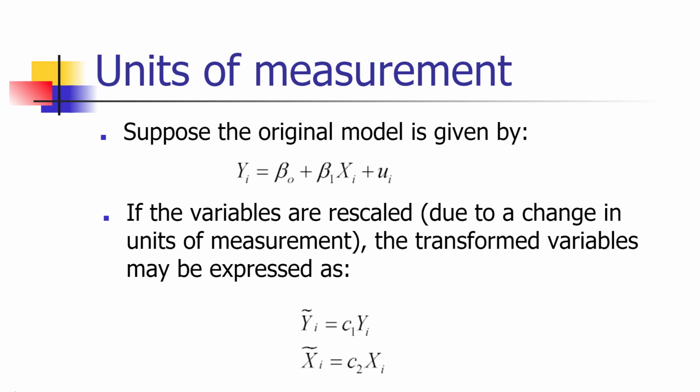If we rescale either the dependent or the independent variable, we'll have a new dependent or a new independent variable, which will be some constant times the original variable. For example, if the original value was measured in terms of billions and the new variable is going to be expressed in terms of millions, the constant, C1 or C2, depending on whether it's the dependent or the independent variable, would be 1,000, because there are 1,000 millions in 1 billion.